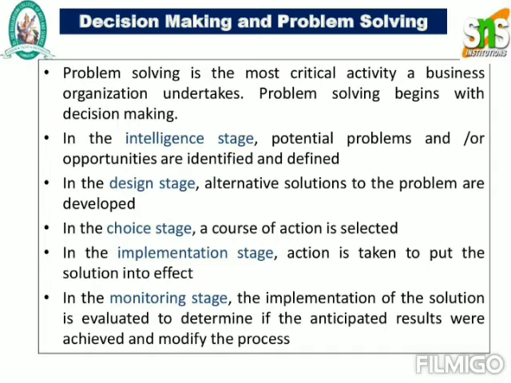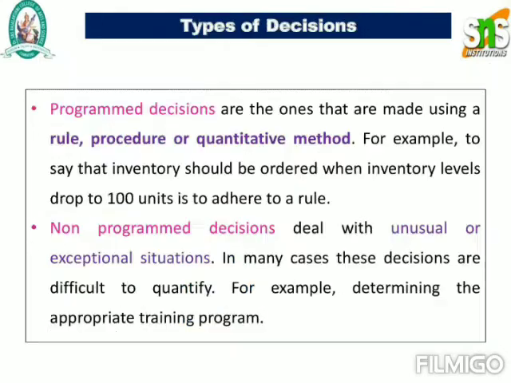Next we'll see the types of decisions. There are two different types of decisions: programmed decisions and non-programmed decisions. Programmed decisions are the ones that make use of rules, procedures, and quantitative methods. For example, to say the inventory should be ordered when the inventory level drops to 100 units is to adhere to a rule.